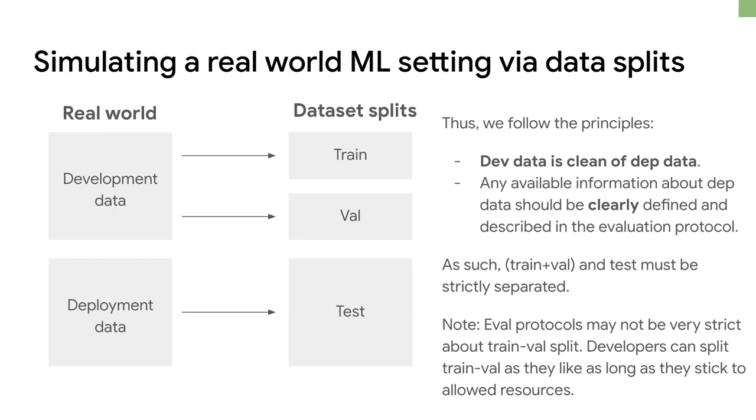But here, one interesting note is that in many evaluation protocols, you don't actually care too much about how you split the train versus validation data set. It's basically there to help you as a modeler to develop an even better, more generalizable model, right? So how you split the train versus val is, in many cases, your choice rather than what is strictly prohibited or dictated by the evaluation benchmark.